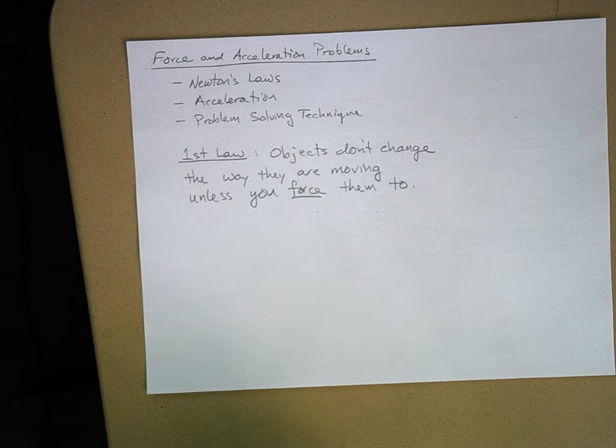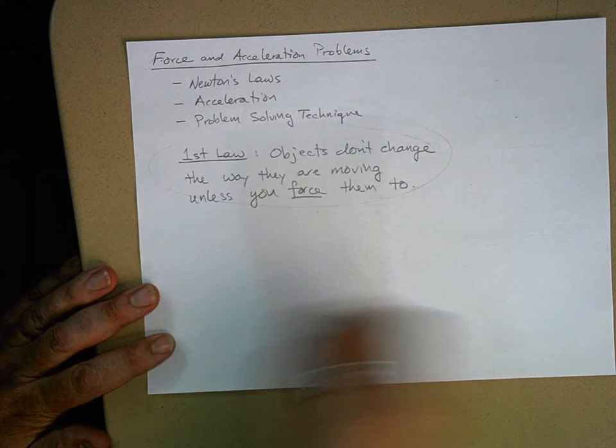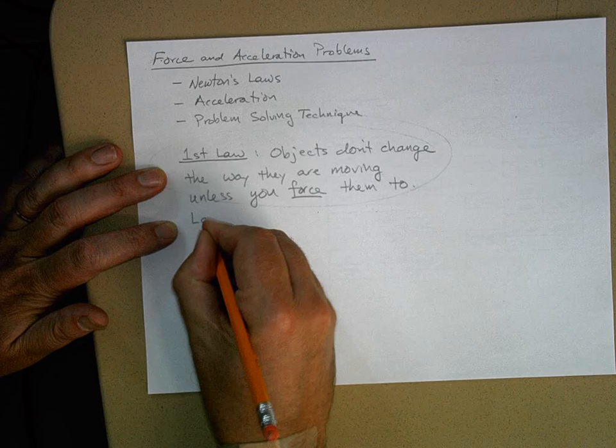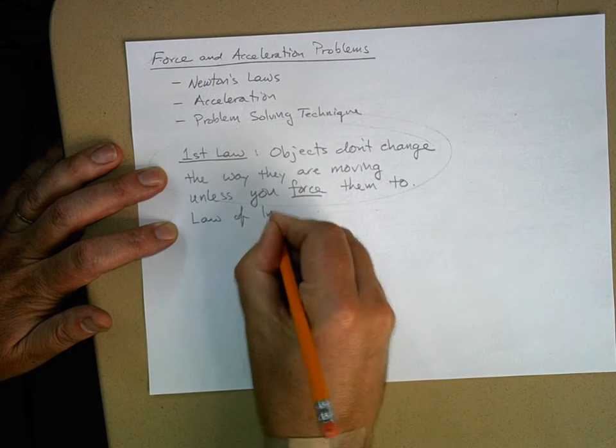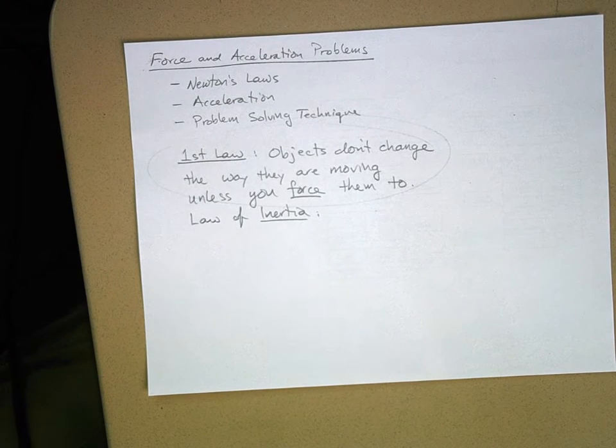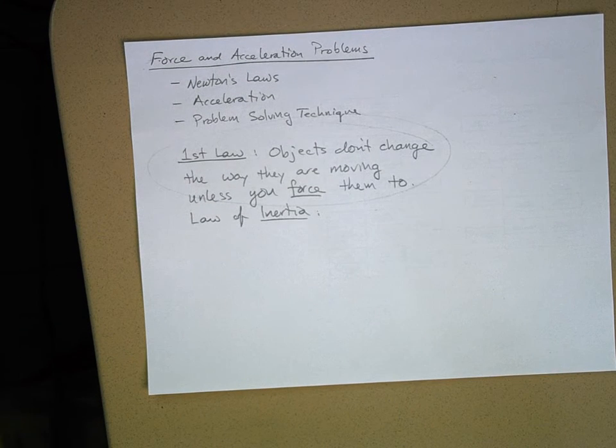So you have to force it to. Now that's all that Newton said with the first law, and it was kind of Galileo who came up with it. This is called the law of inertia. Things that have inertia don't change the way they're moving unless you force it to. Now, inertia is the same thing as saying mass, which we're going to get to next. It's kind of a simple idea, really.